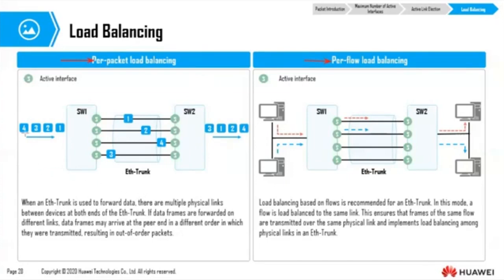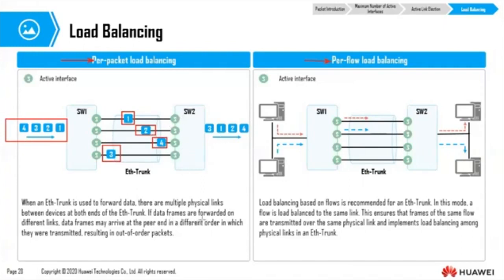Okay, so per packet load balancing is done this way. You see, we have several packets that are coming in. So the Ethernet trunk will forward individual packets on different links on a 50-50 basis. Are we together? Yeah, so just send them.